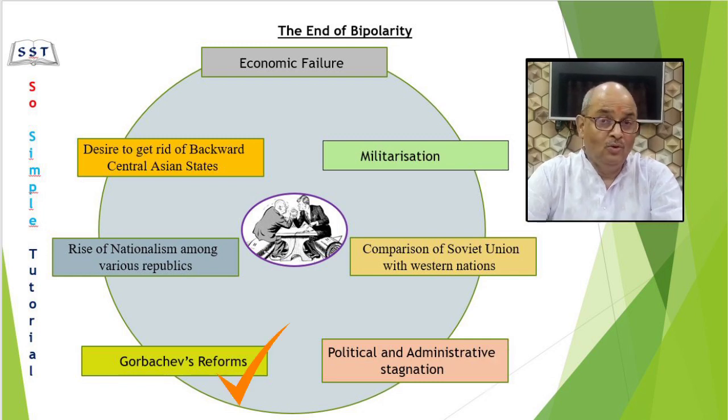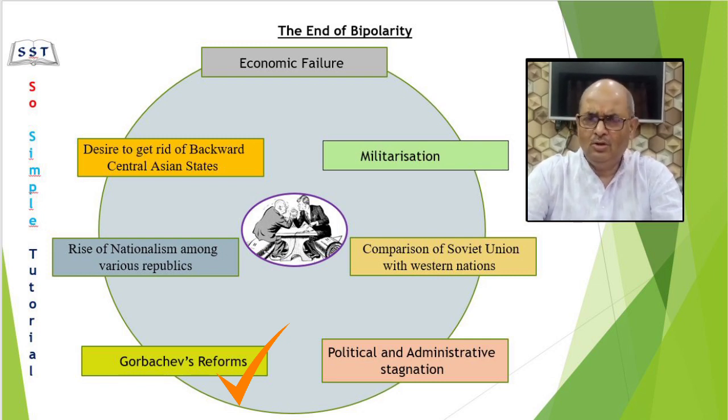Next, the role of Gorbachev. This is very important. Dear students, there were problems in the Soviet Union. Gorbachev diagnosed the problem correctly and tried to rectify them through his reforms. But when Gorbachev carried out his reforms, he unleashed such forces that were virtually impossible to control, and that ultimately led to the disintegration of the Soviet Union.